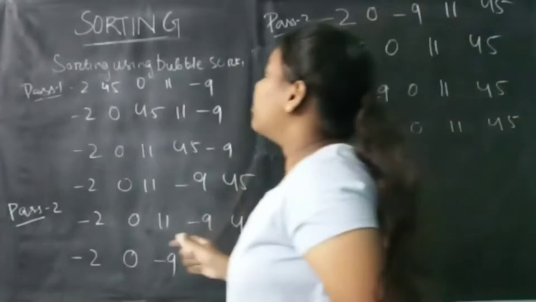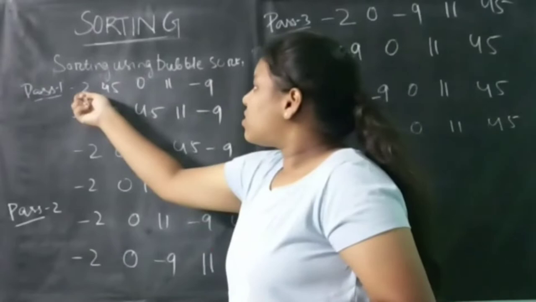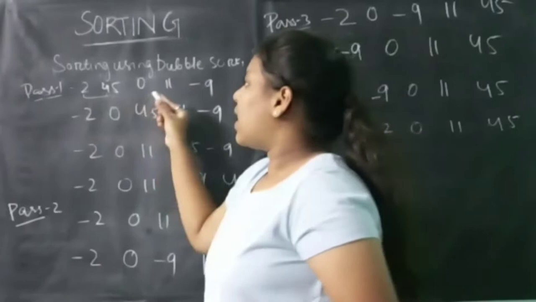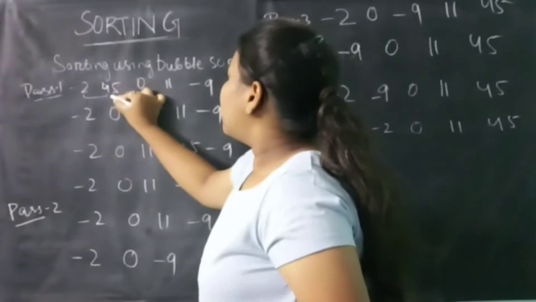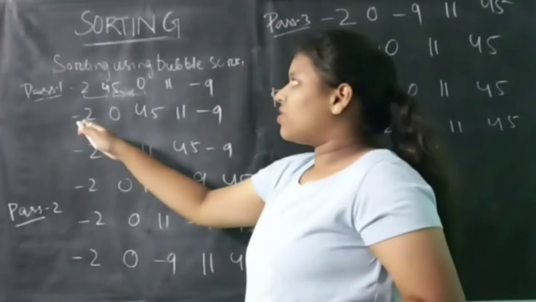Now you can see that this is the list: -2, 45, 0, 11 and -9. Now how is the sorting process continued? First the cursor will compare between these two. Now you can see that -2 is less than 45, so no swap. Here the cursor will compare 45 and 0. Here 45 is greater than 0, then swap. Now you can see in the next step -2 and 0 have come this side.